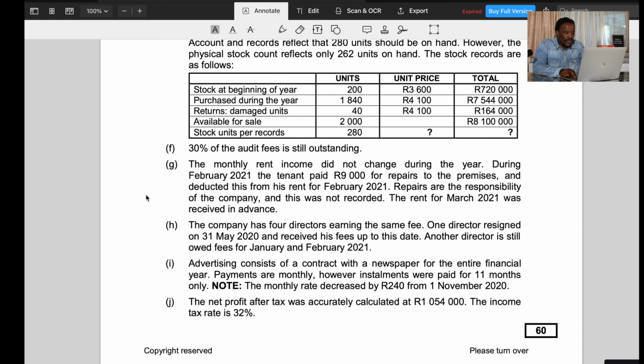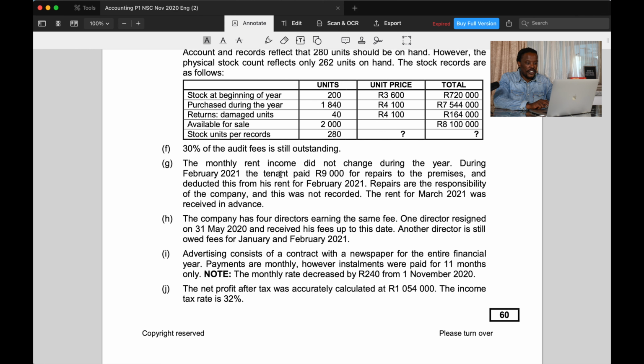G. The monthly rent income did not change during the year. During February 2021, the tenant paid 9,000 for repairs to the premises and deducted this from his rent for February 2021. Repairs are the responsibility of the company, and this was not recorded. The rent for March was received in advance. We already received the rent for March. However, our year end is 28 February. Therefore, the rent for March must be deducted.